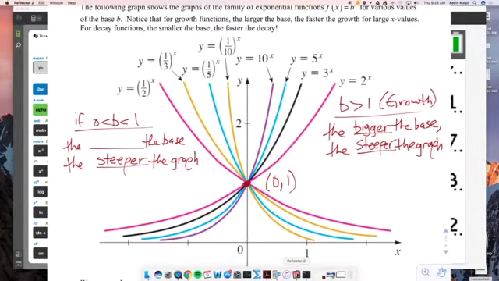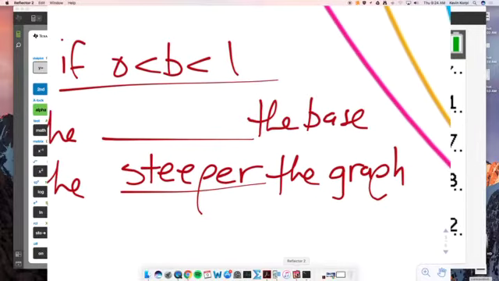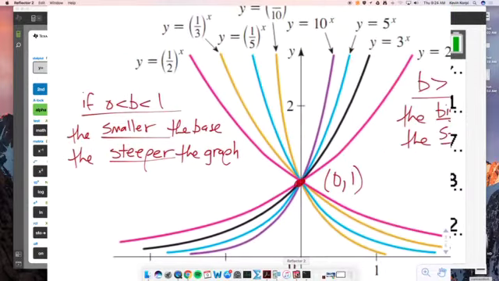Now, 1/10 is the steepest shown. How is 1/10 compared to 1/5? Bigger or smaller? Smaller, right? So it's kind of the inverse over here, or the reciprocal effect. The smaller the base, the steeper the graph. It's the opposite for decay.